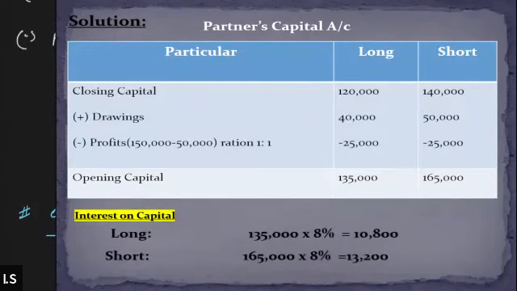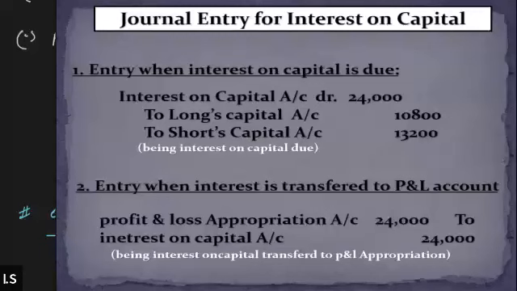Okay, moving to the next question. This is the general entry of the question. Interest on capital account debit to long capital, short capital, 24,000, 10,800, and 13,200. Then we will transfer the entire interest on capital to the P&L appropriation account. So 24,000 to 24,000. Interest on P&L appropriation account debit to interest on capital.